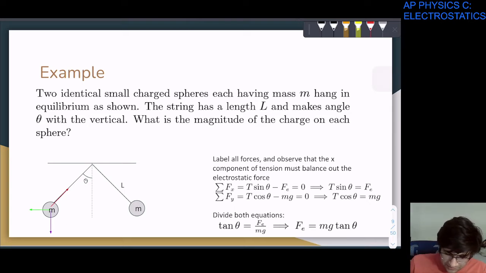So we end up getting these two equations: electrostatic and the x component of tension, and gravity and the y component of tension. We can either solve for T and substitute into this equation, or we can just divide both equations, and we end up getting tangent of theta equals F_e divided by mg. So F_e equals mg times tan theta.